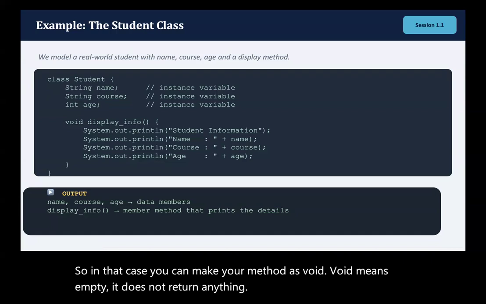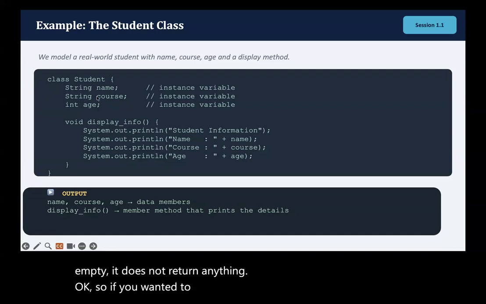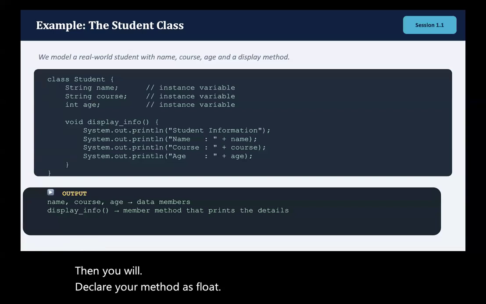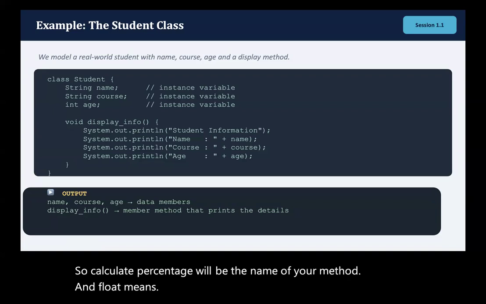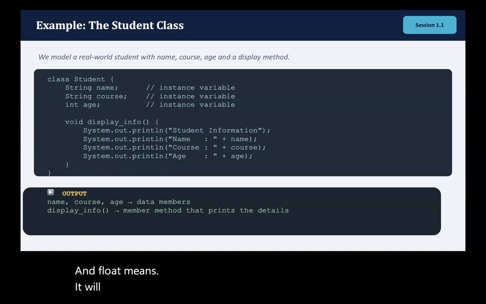So if you wanted to return a percentage, then you will declare your method as float. Float calculate percentage, where calculate percentage will be the name of your method. And float means it will return a float value, a decimal value. So it depends on the method.